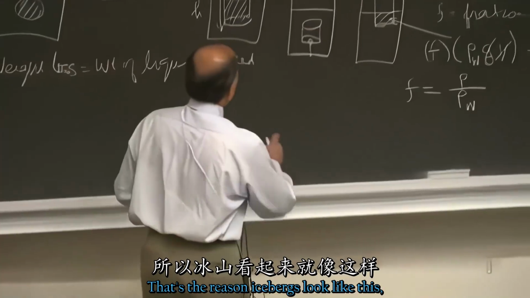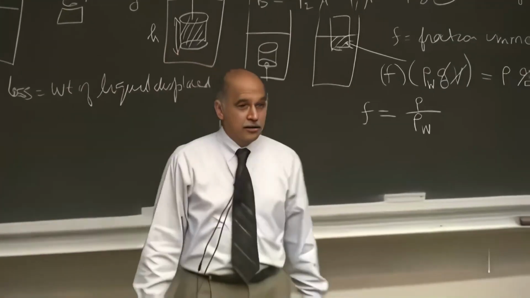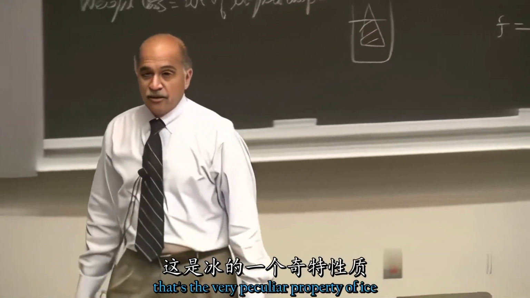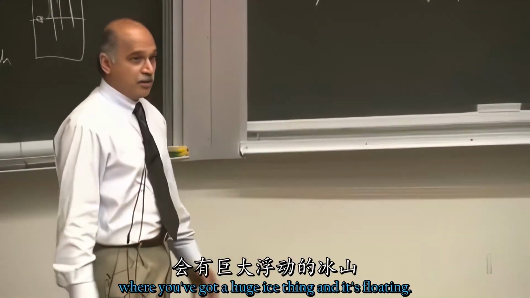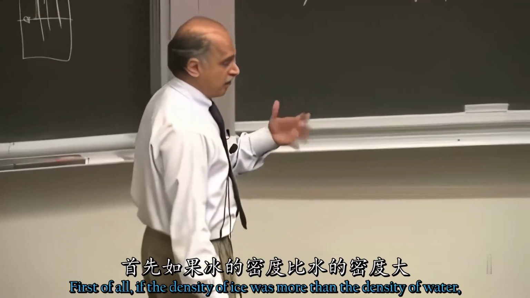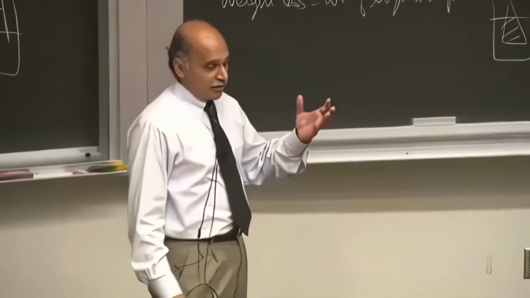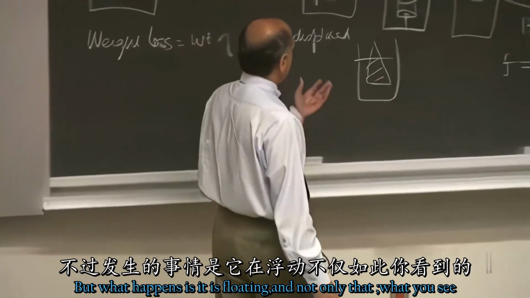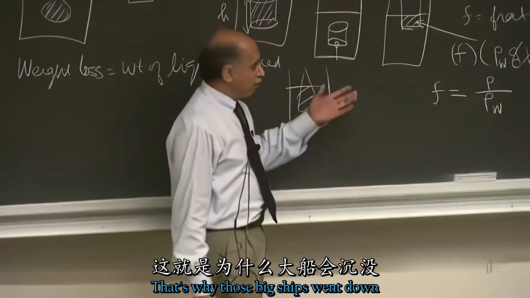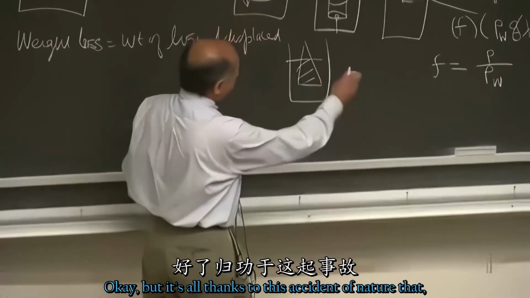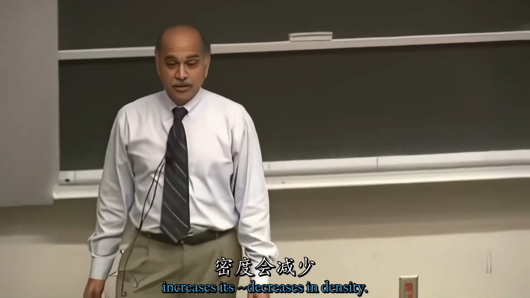That's the reason icebergs look like this, because a big part of the iceberg is underwater. That's a very peculiar property of ice. That's why you have these movies like the Titanic where you got a huge ice thing and it's floating. First of all, if the density of ice was more than the density of water, these two actors would still be alive. Okay? But what happens is it is floating, and not only that, what you see is maybe a small fraction of the whole thing. That's why this big ship went down. Okay, but it's all thanks to this accident of nature that here is one substance which, when cold, decreases its density.